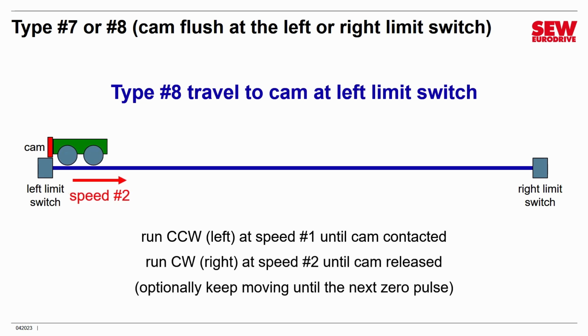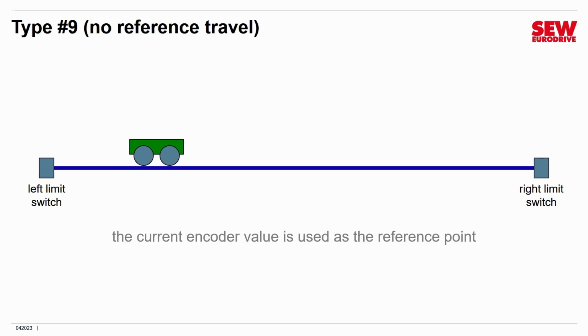Then you back off at the lower speed until it releases, and optionally keep moving until the next 0 pulse if you've enabled that, and then you're referenced. Type 7 is the same, just the other limit switch.